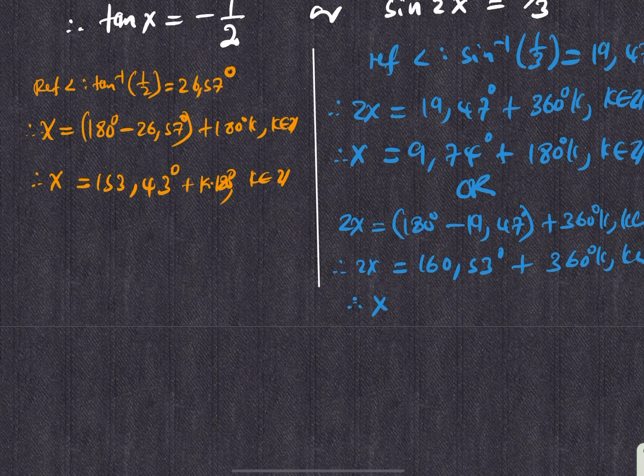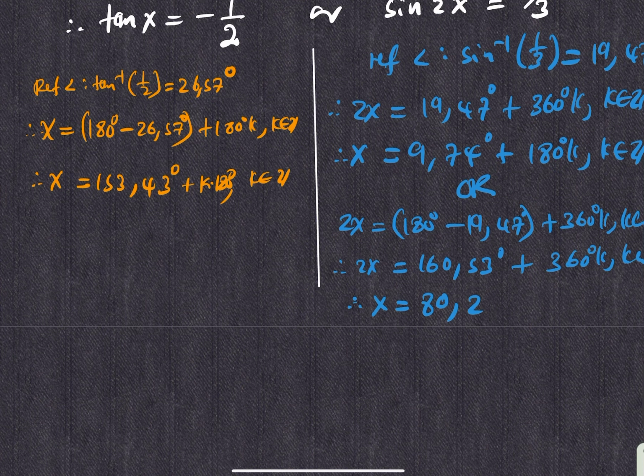Therefore, the final answer will be x equals, you divide by 2. You divide 160.53 by 2, we get 80, something there. Let me just write it. That is 80.26, I think it's 80.27 if you round it off.